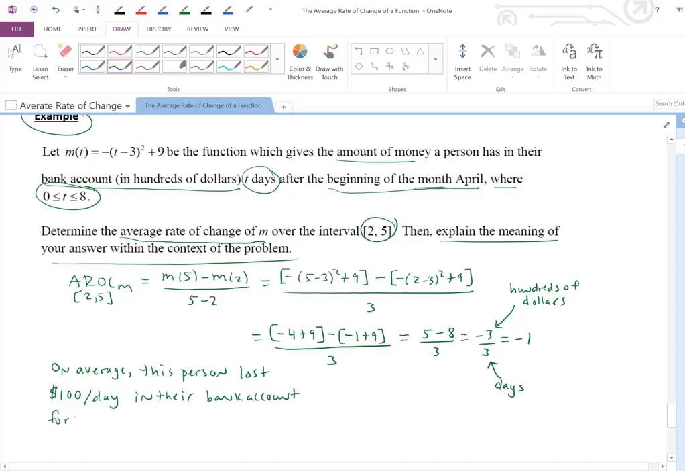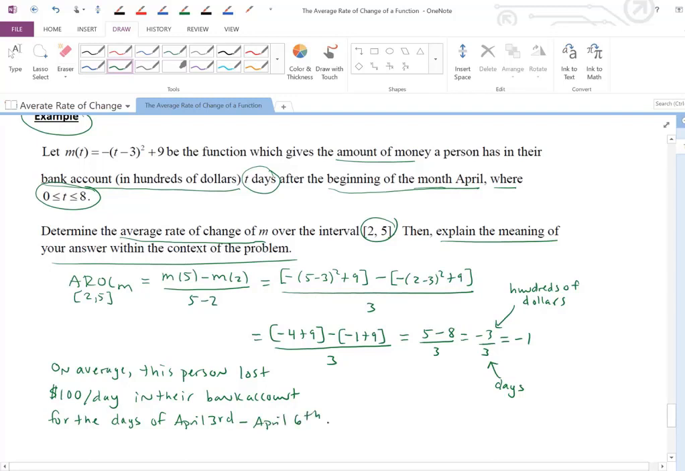for the days of, well, if t equals 0 corresponds to the first day of April, then t equals 2 corresponds to the third day of April, and t equals 5 corresponds to the 6th day. So for the days of April 3rd to April 6th.